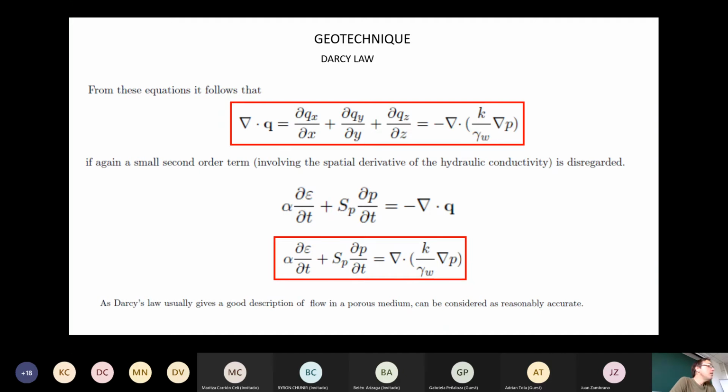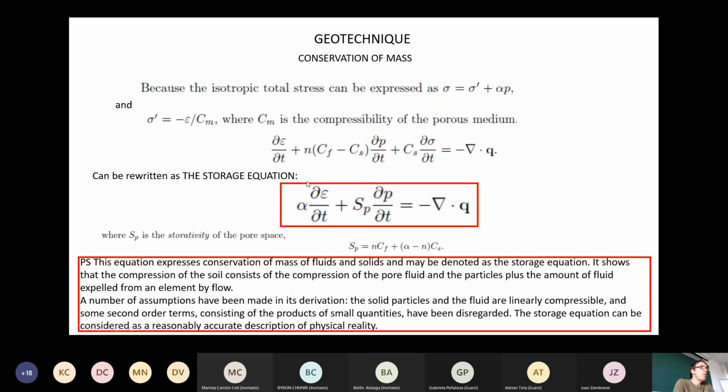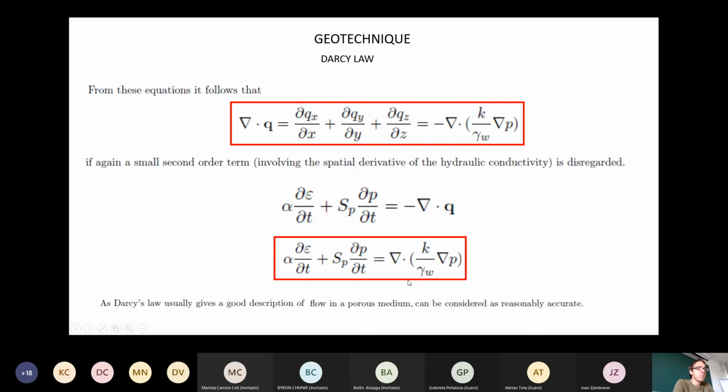And in general, the Darcy law usually gives a good description of flow in a porous medium, and again can be reasonably accurate. So again, inside the conservation of mass, we put two important things. One is the Terzaghi principle and the other the Darcy law. And so the storage equation is now this. Do we have some questions here before the last part?